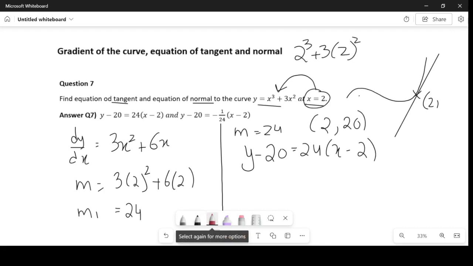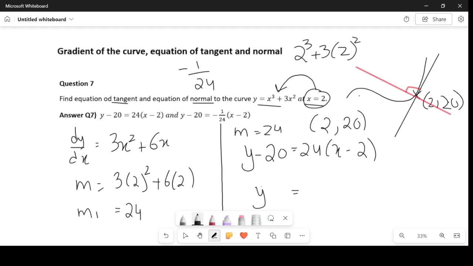The next part says find the equation of the normal. The normal is the line which passes through the same point but is perpendicular to the tangent. So the only thing that will differ would be the value of the slope. It's now going to be the negative reciprocal, so negative 1 over 24. And y minus y1 and x minus x1 stay the same.